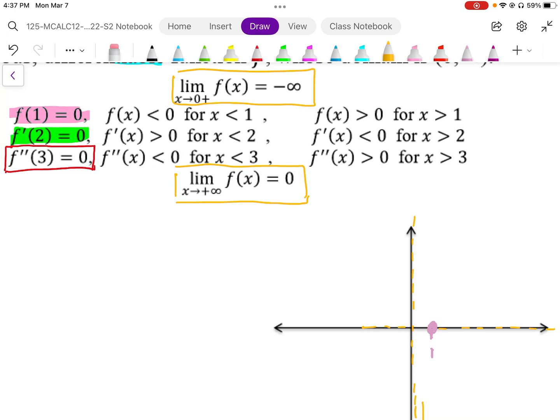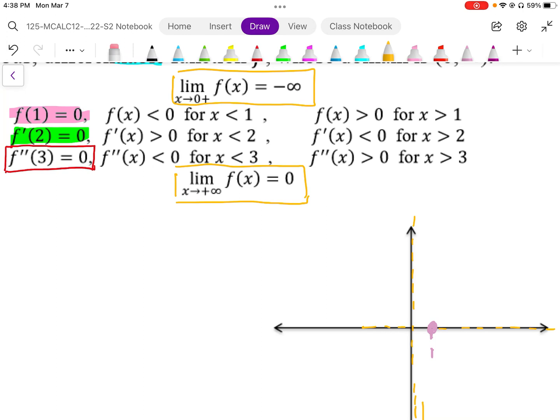So for x less than 1, so on the left side of 1 to the asymptote, f of x is less than 0. So it's going down. That confirms the fact that it's going down to the vertical asymptote. And for x bigger than 1, it's going to be above the x-axis. So it's not going to cross the x-axis again. So after we cross the x-axis at x equals 1, we're going to stay above the x-axis.